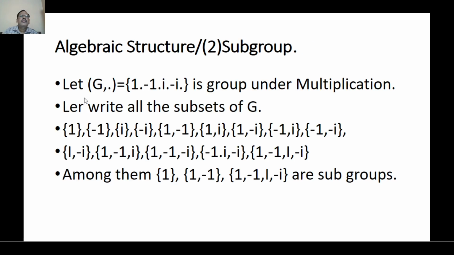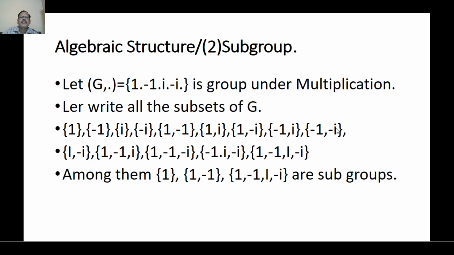Here you consider G, the fourth roots of unity: 1, -1, i, -i, which is a group under multiplication. Let's write all the subsets of G. So these are the subsets: 1; -1; i; -i; 1, -1; 1, i; 1, -i; -1, i; -1, -i; etc. So these are all the possible subsets.